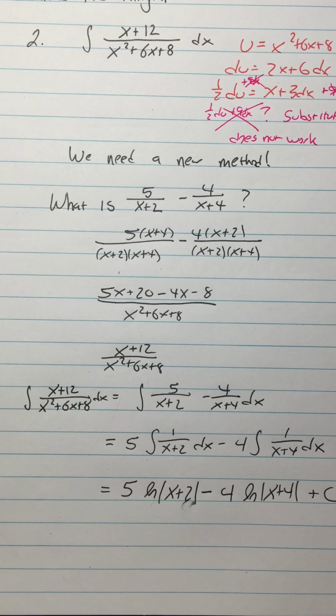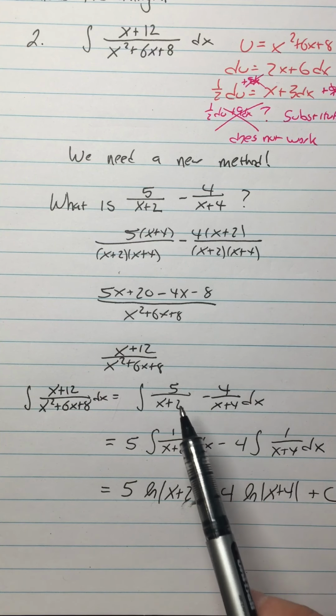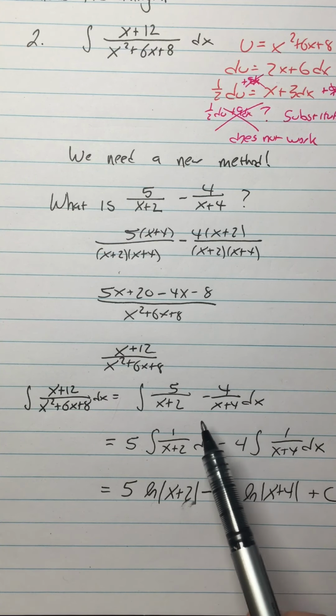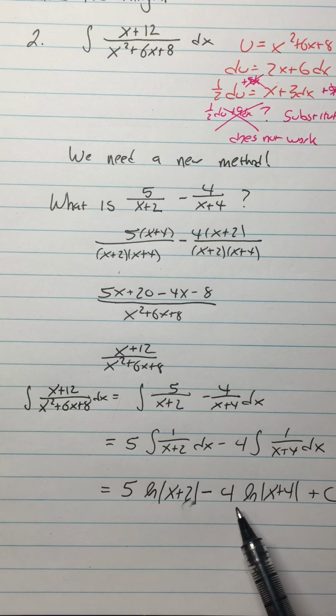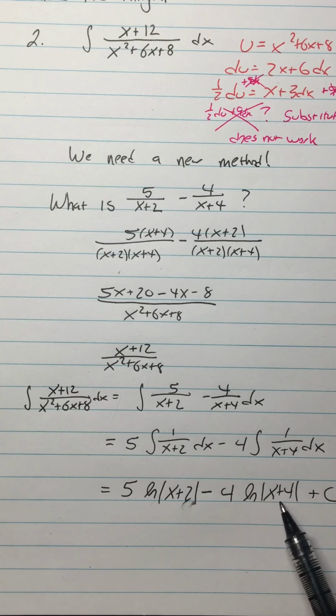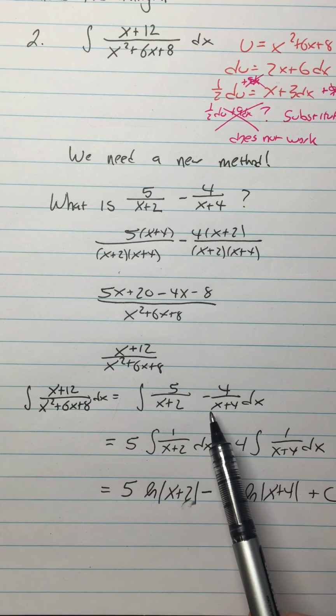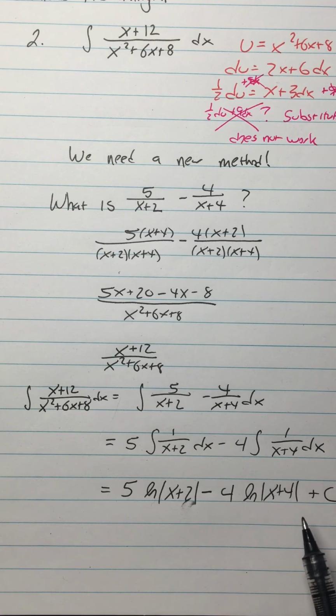Once you get the hang of this, you're going to look at this and right away say, oh, this is 5 ln of absolute value of x plus 2 minus 4 ln of absolute value of x plus 4. And the only thing you'll keep in mind is if, for example, this were 3x plus 4, then I would put times 1/3 there for the 1 over g prime. And that's basically the method of the partial decomposition of fractions.